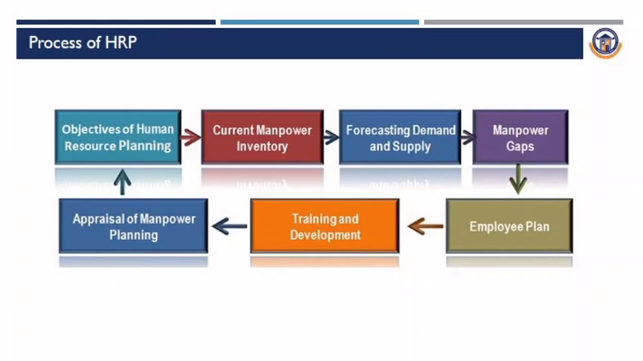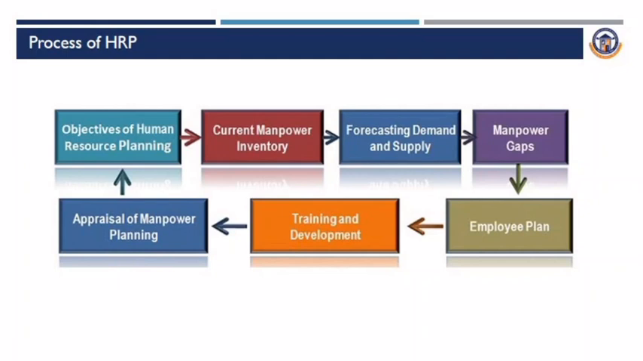Next is forecasting demand or supply. For undergoing a particular task, we should calculate or forecast how many employees are needed, right? That is called forecasting demand or supply. Demand or supply in the sense that employees are in surplus or employees are fewer in number. Next is manpower gaps. Then we have to find the manpower gaps between what has been forecasted and the current manpower that we have. That is called calculating manpower gaps.